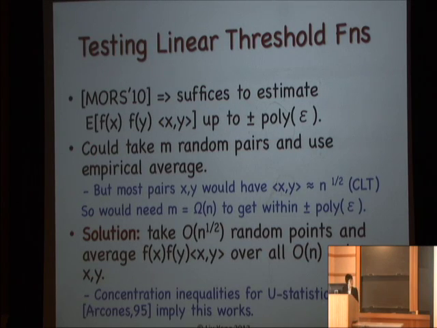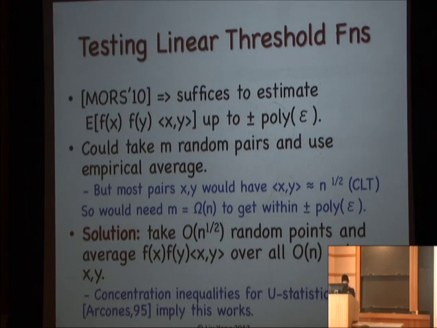The problem with this naive approach is that by the central limit theorem, we expect most pairs, these x and y's, to have a dot product roughly square root n, so that the variance of the terms in the average is so large that we would need order n such pairs to make the average be within a given constant distance from the expected value. So this wouldn't work because we're trying to find a sublinear testing procedure, right?